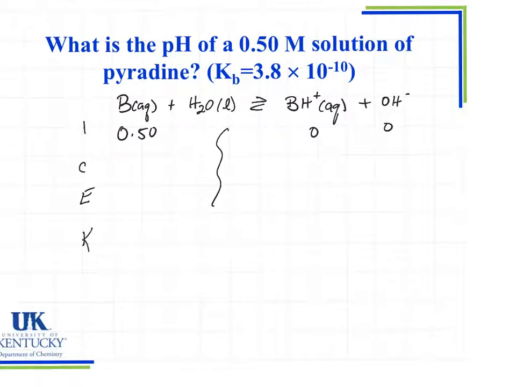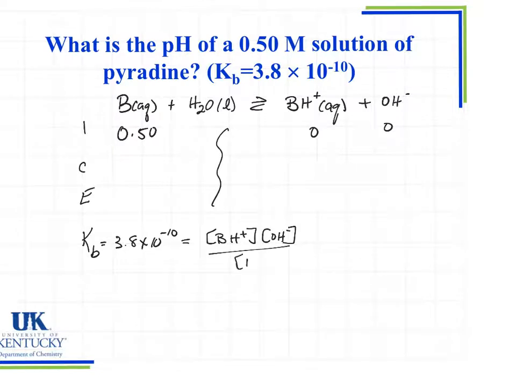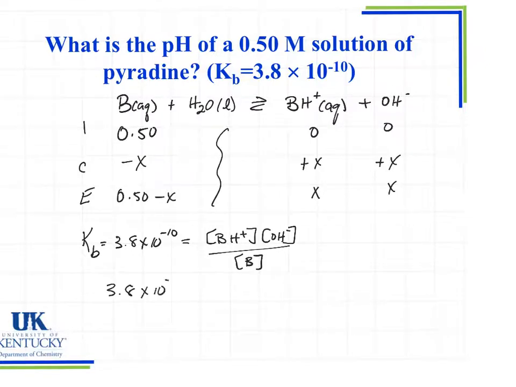They give me a Kb value, and that is equal to 3.8 times 10 to the minus 10, and I know the expression is BH plus times OH minus divided by B. But that's all I know. So here I have to use my variable. I will consume some of the base. I will produce on this side, and that will give me 0.5 minus x, x, and x. And I can plug this into my expression. 3.8 times 10 to the minus 10 is equal to x times x divided by 0.5 minus x.